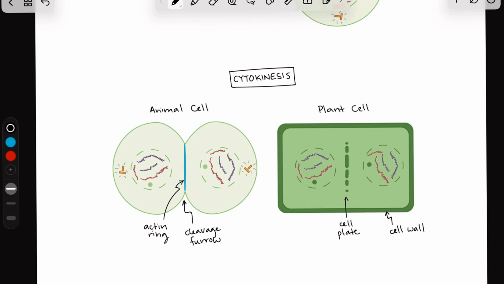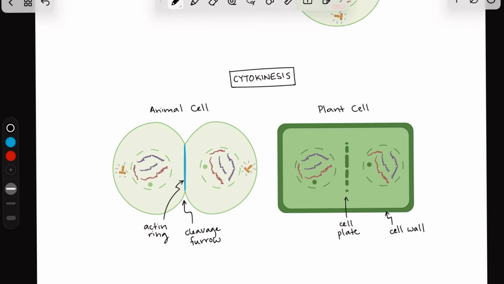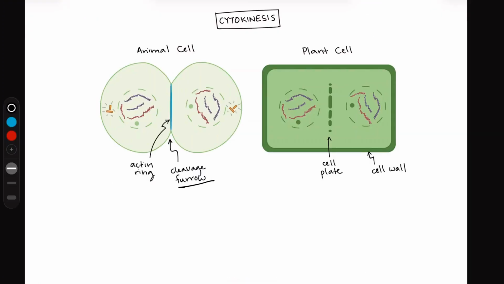Last comes cytokinesis, where in animal cells a shallow groove appears in the cytoplasm at the equator, while in plant cells a cell plate is formed at the equator of the dividing cell. On both sides you can see the cell plate and cleavage furrow. So finally, two daughter cells are made, in animal cells by the cleavage furrow, and in plant cells a cell plate is formed at the equator. These two points you need to remember.